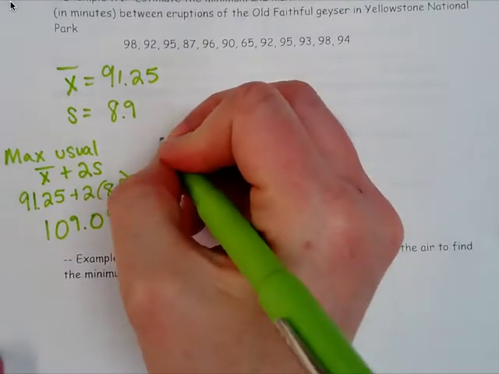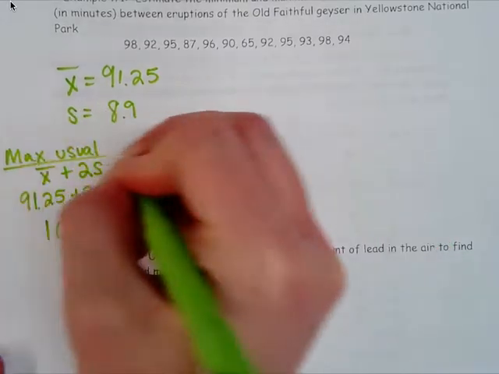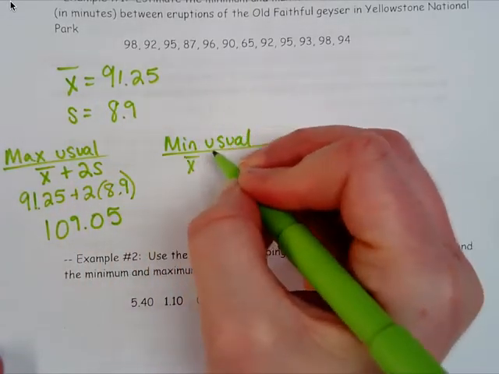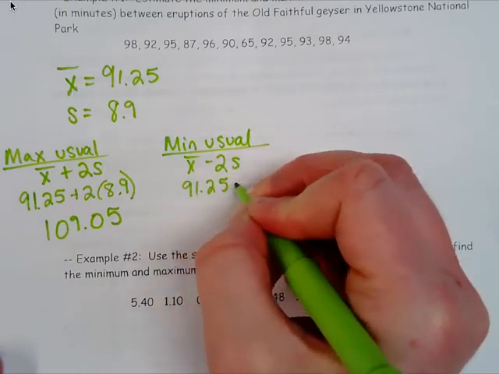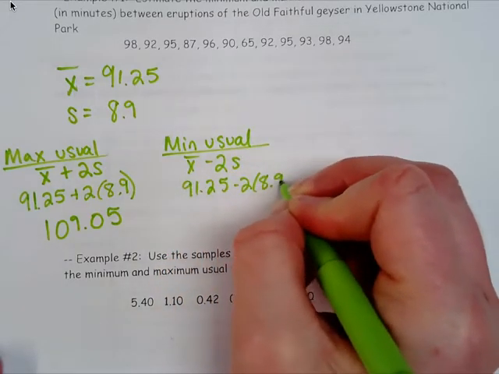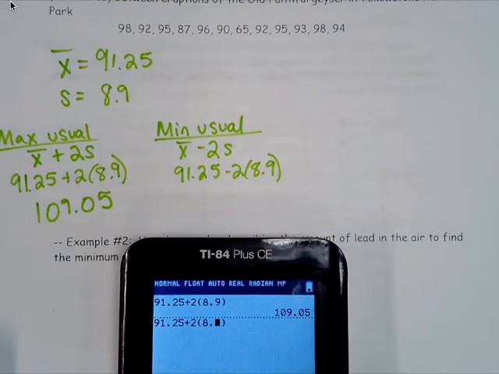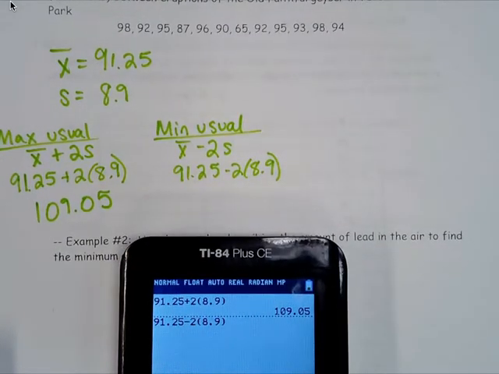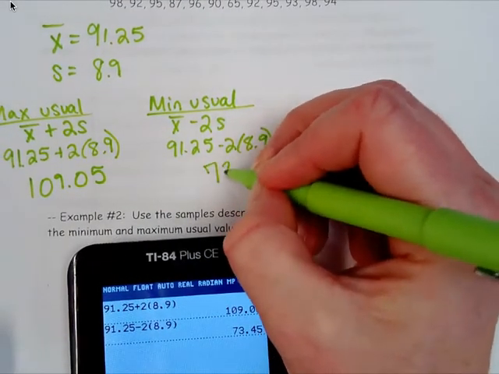So let's do our minimum usual. We're going to do mean minus 2 standard deviations. That comes out to 73.45.